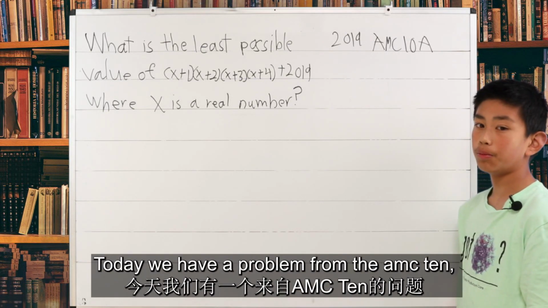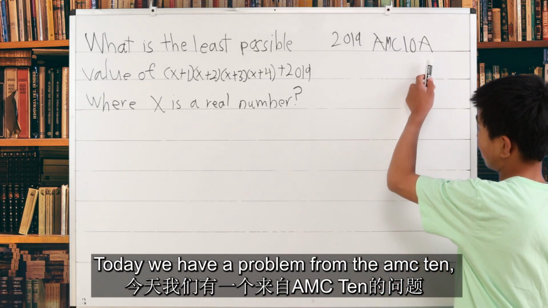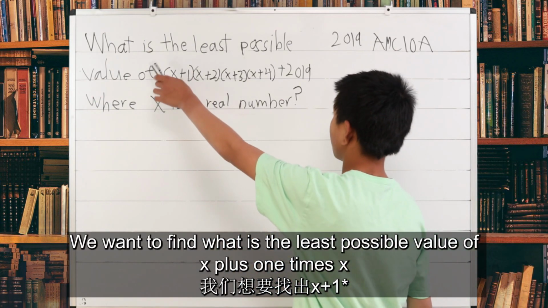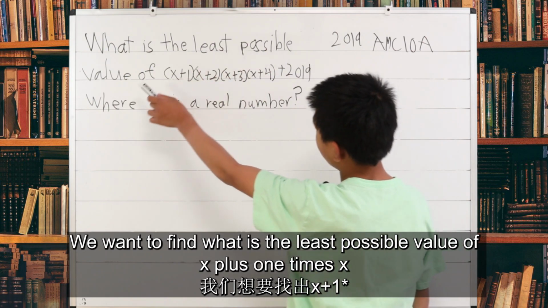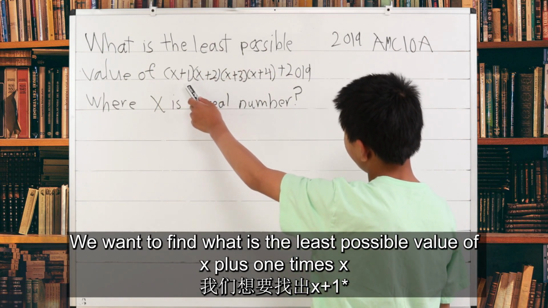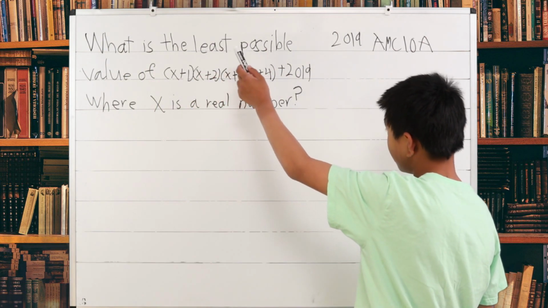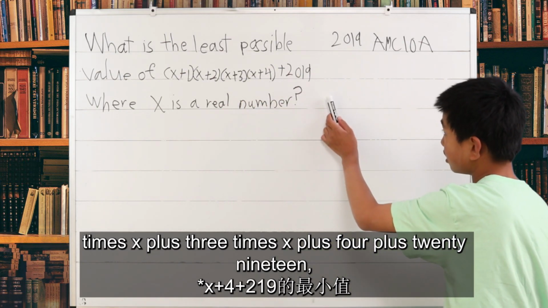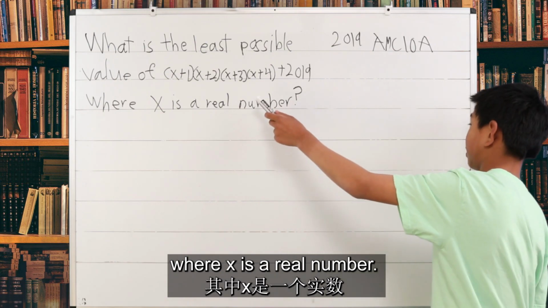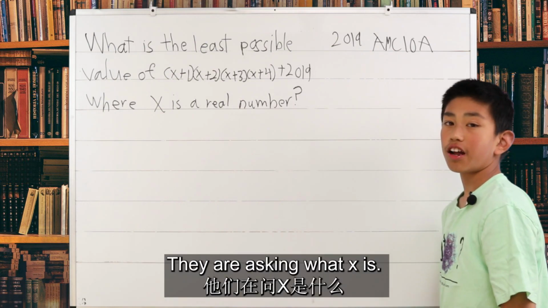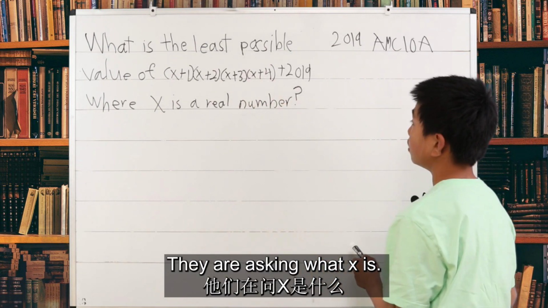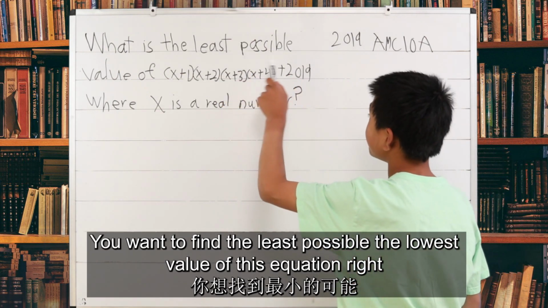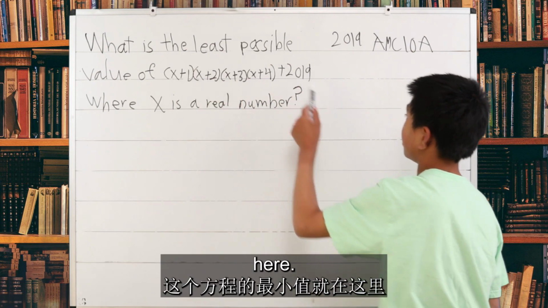Today we have a problem from the AMC10A of 2019. We want to find the least possible value of (x+1)(x+2)(x+3)(x+4)+2019, where x is a real number. They are asking what x is. You want to find the lowest value of this expression.